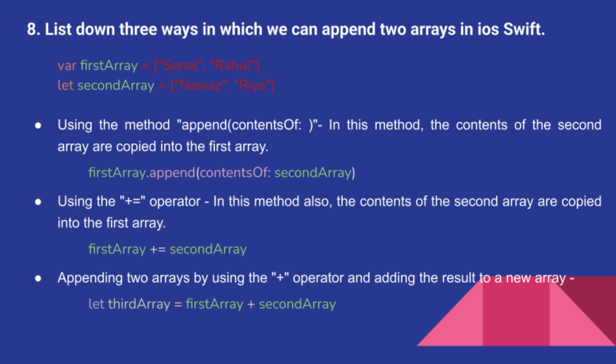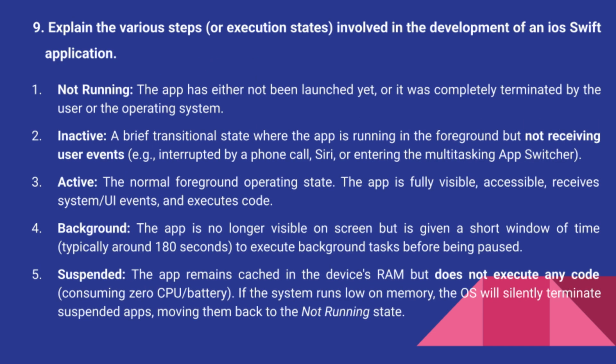The third approach is used when you don't want to modify your original arrays. By using the plus operator, Swift combines the 2 arrays together and returns a brand new collection, which we can store inside a third array. This keeps both first array and second array completely untouched. Knowing these 3 options shows the interviewer you understand how to balance clean syntax with safe state management in your code. Moving on to question number 9.